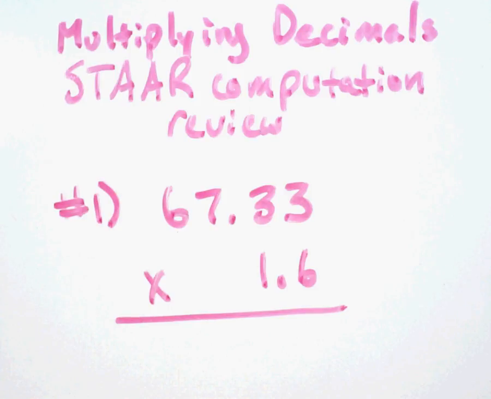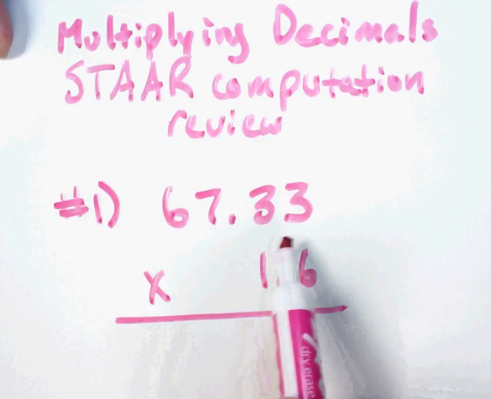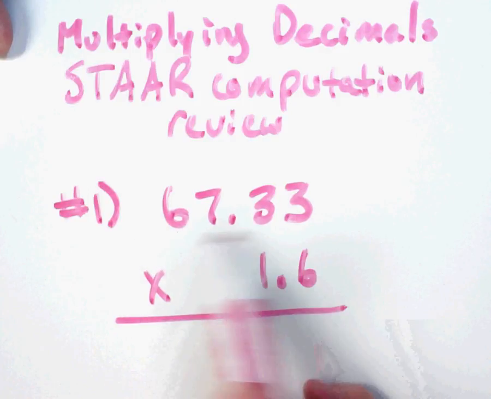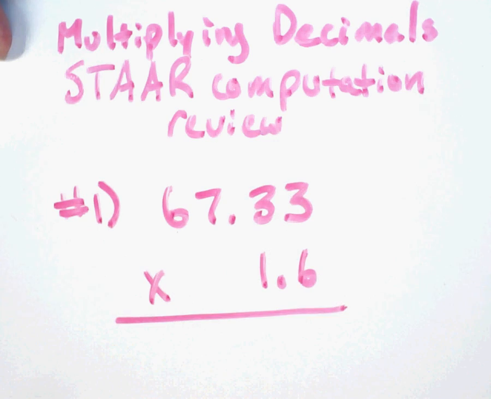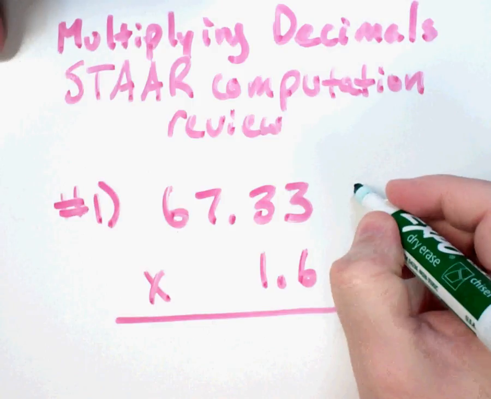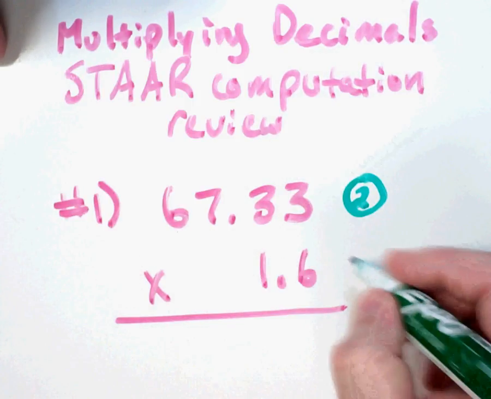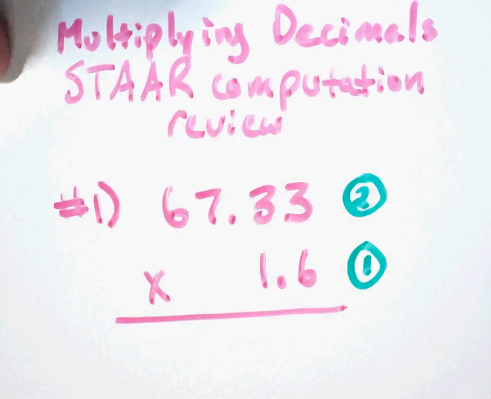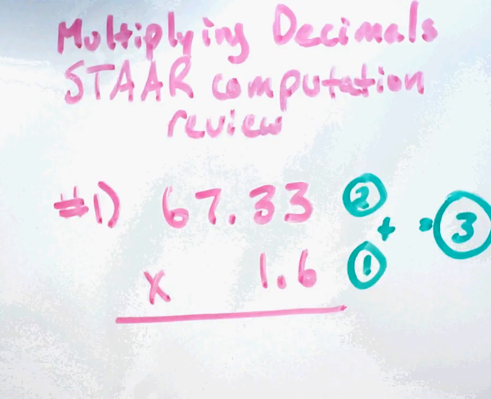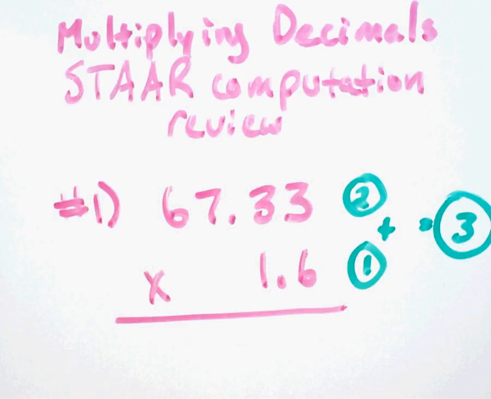In fact, it's almost a good practice to almost forget that they're there and not think of this as 67 and 33 hundredths, but think of this as 6,733. And just kind of ignore the decimal during the actual computation part. The thing we do need to take note of is that there are two numbers to the right of the decimal on our first number and one number to the right of the decimal on our second number. So our answer is going to have three numbers to the right of the decimal. Now once we've identified that, then we want to forget that the decimals are there while we do our actual multiplication computation.